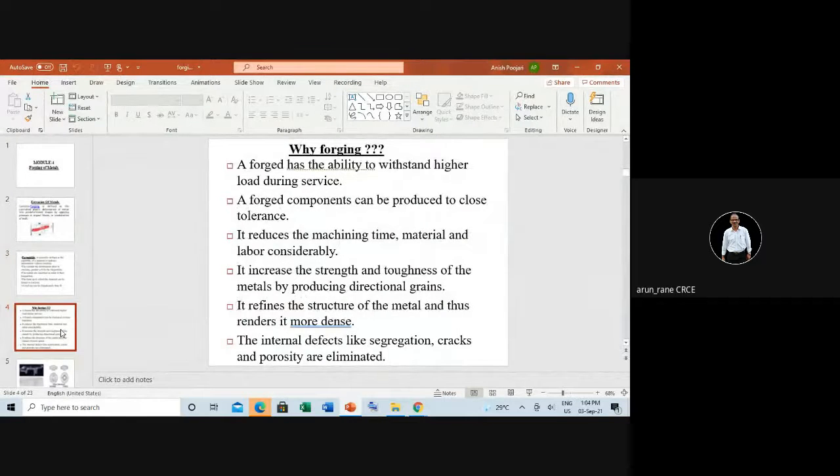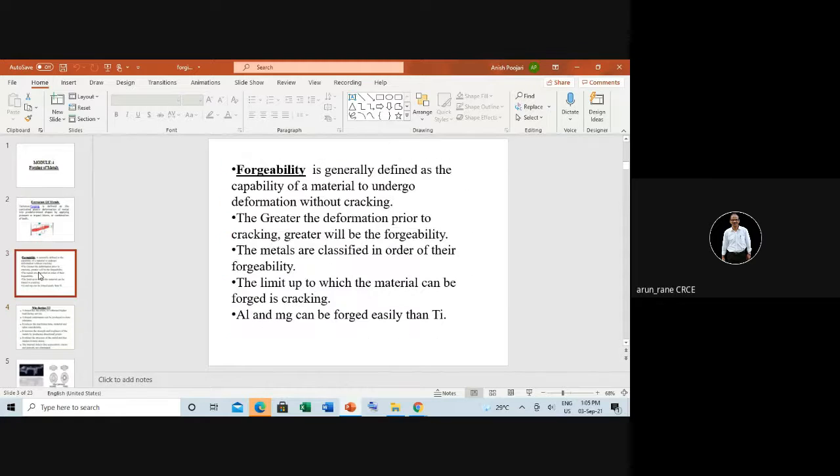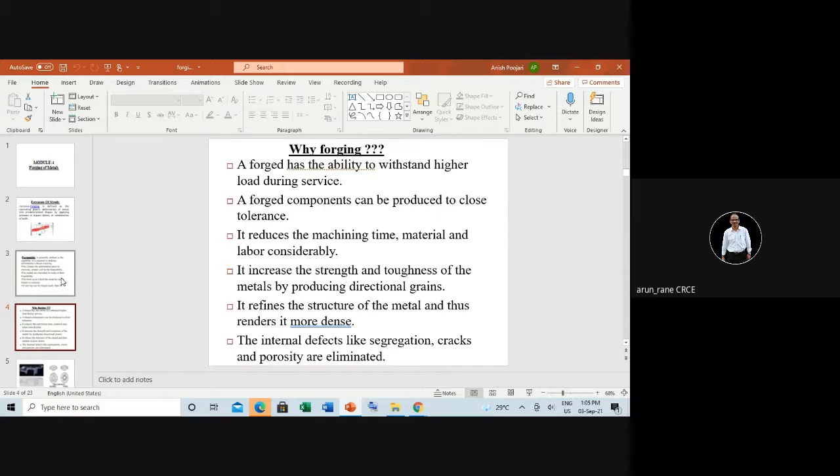So why we go for forging when we have casting, when we are molding these techniques? The reason is some components, some material, can be produced only by forging or cannot be produced by casting. Like say aluminium and magnesium, they can forge easily than titanium. Aluminum, you cannot do sand casting, you can do die casting. Magnesium also you can do die casting.